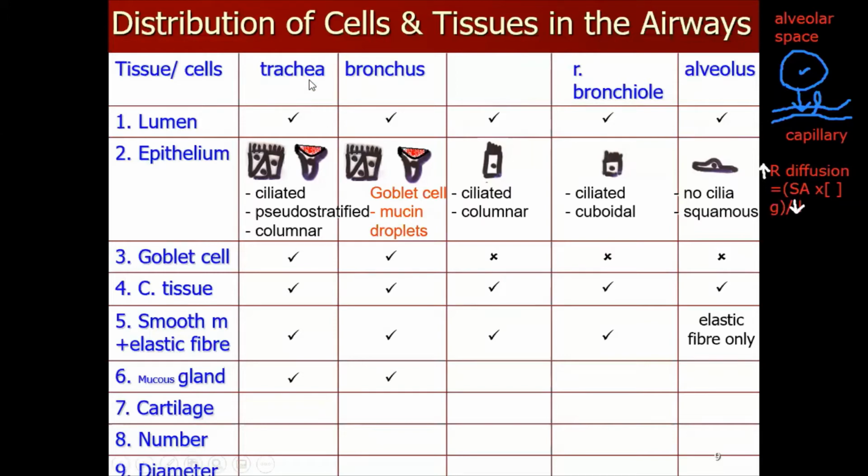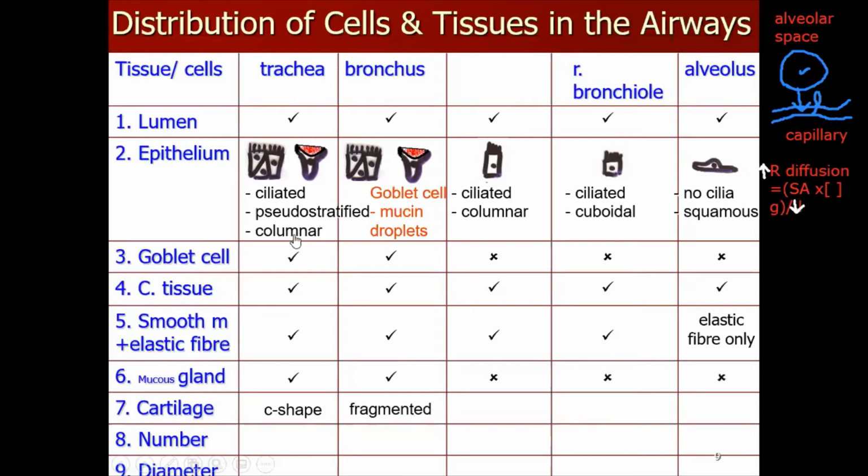Okay, now mucous gland. Look at the spelling for mucus, M-U-C-O-U-S. Mucous gland can also be found in trachea and bronchus only, the 2 largest tubes of our airways of gas exchange. Next, cartilage. The rest don't have. Cartilage also is only found in trachea and bronchus.